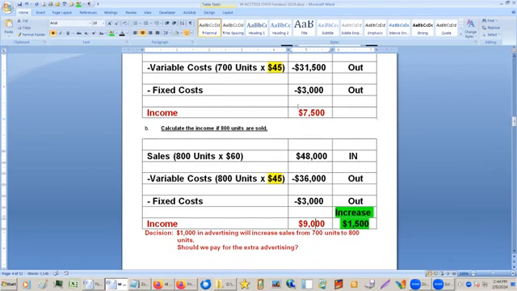So we have an increase in income from 7,500 to 9,000. So would you pay $1,000 to get $1,500 back? Yeah, you're right. You'd probably do that as many times as you could. I mean, you'd rather just increase that by 800 units on its own, but a lot of times it doesn't work that way. But if you pay an extra $1,000 and increase it, you pay out an extra 1,000, you get back 1,500. You do that as many times as you can.